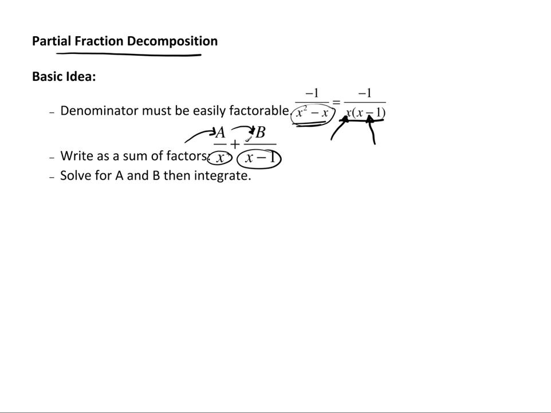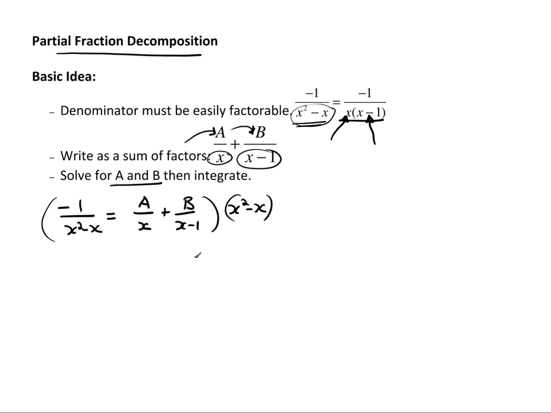Now that I have it set up like this, all I have to do is solve for a and b and then integrate. So the question is, how do I solve for a and b? Well, negative 1 over x squared minus x is equal to some constant over x plus some other constant over x minus 1. Notice if I multiply both sides by x squared minus x, well, let me rewrite that. I think I want to write it as x times x minus 1. That's the same thing, right?